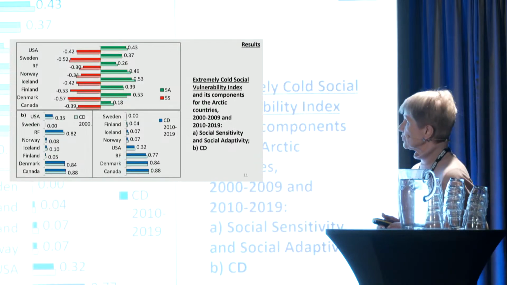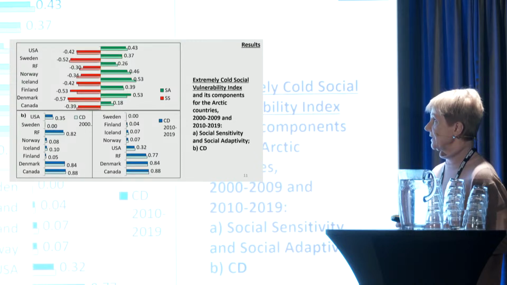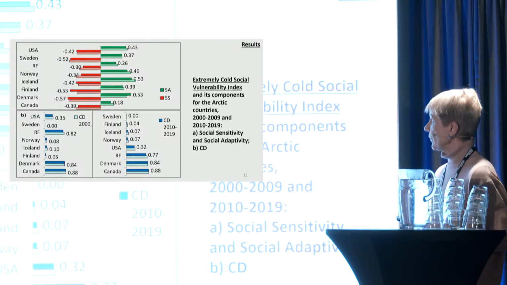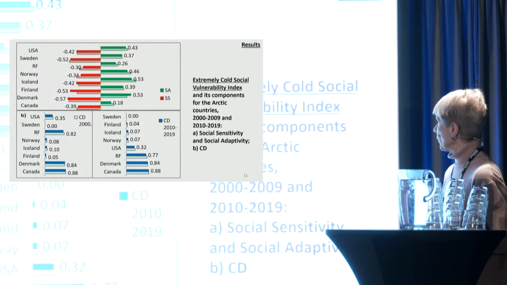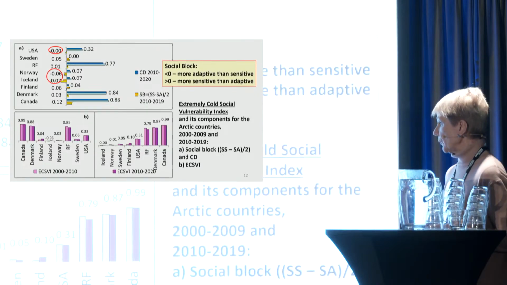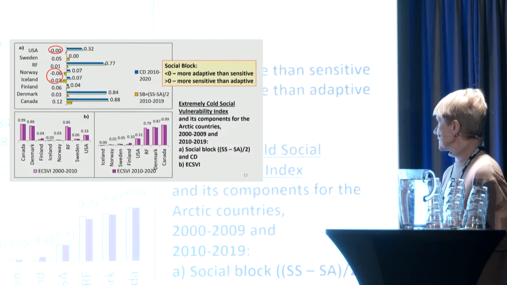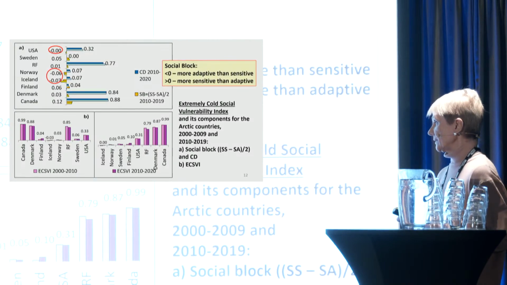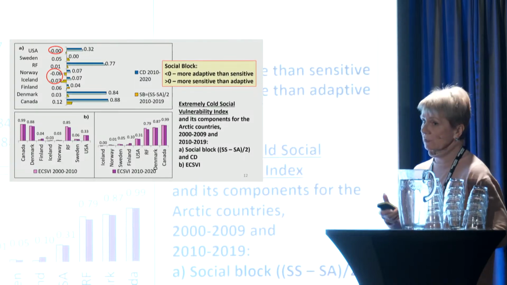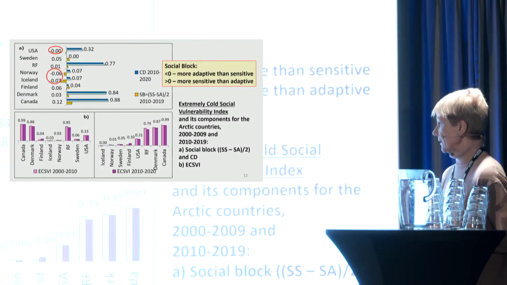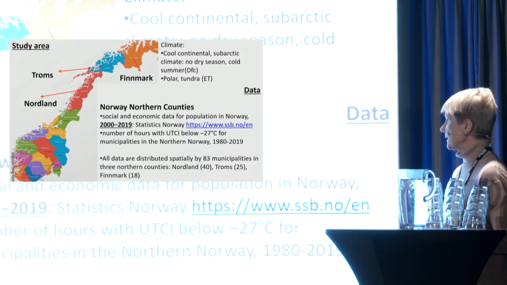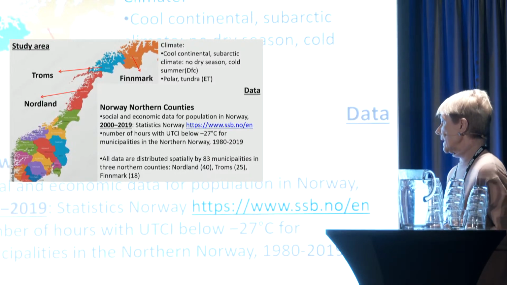This shows the social sensitivity in red, light red for the first decade and dark red for the second decade. Green is for social adaptivity and for climate discomfort. And the final results in purple show social vulnerability to extremely cold conditions, showing that Canada, Denmark, and the Russian Federation are the most exposed and most vulnerable states in the Arctic.